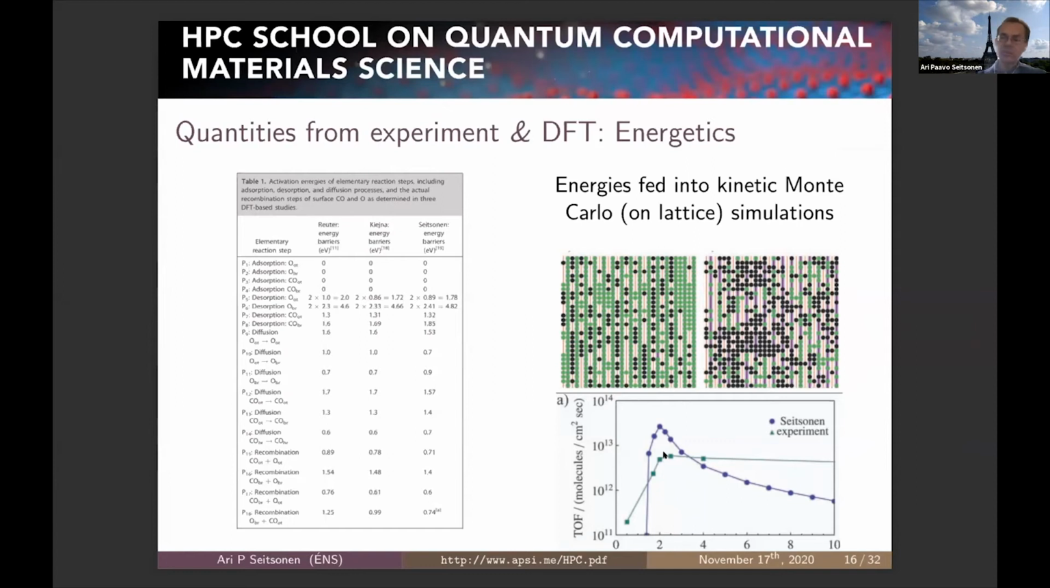So you might say, okay, the agreement is not that good. It's 1 order of magnitude, but these are all quantities, or these outputs, which is here the turnover frequency or the catalytic activity. That's really a quantity which depends exponentially on the energy barriers. So a tiny error or approximation in the model, and you get a large difference in the output. So we were happy that at least we get already a qualitative agreement.